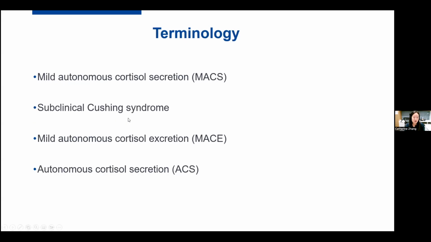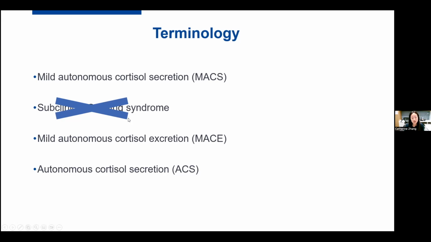And I just wanted to give a quick note about terminology, because mild cortisol excess from adrenal nodules is an entity that's been known by many different names over the years. So historically, it's been called subclinical Cushing syndrome. We don't use this term anymore. It's misleading because it is associated with clinical consequences, of which we'll talk about.